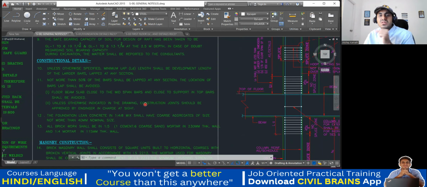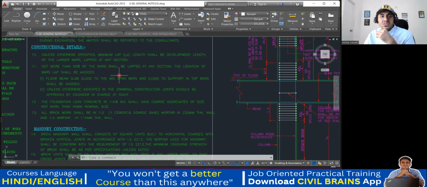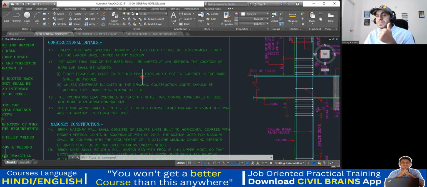So again, simple concept. Forget about all these things. Whenever you're doing the lapping of a bar, be it column, beam, slab, wherever the bending moment is minimum, we need to do the lapping of the bar. I'll repeat it again. Wherever the bending moment is minimum, we need to do the lapping of the bar. Or wherever there is a point of contraflexion, there we are supposed to do the lapping. This is a concept. Okay.